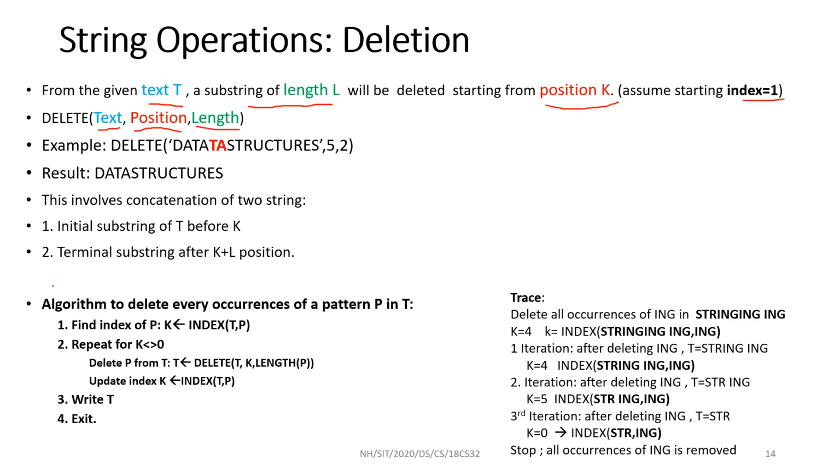The first step, initialize the initial substring of T before K. For that, you have to find out the substring in the main string. For that, we know you have to apply the index function. Once we apply the index function, we will get the first occurrence, the first character of the substring in the main string. For that, index of T comma P. Okay.